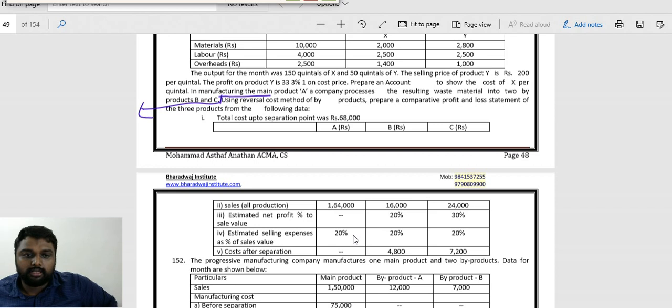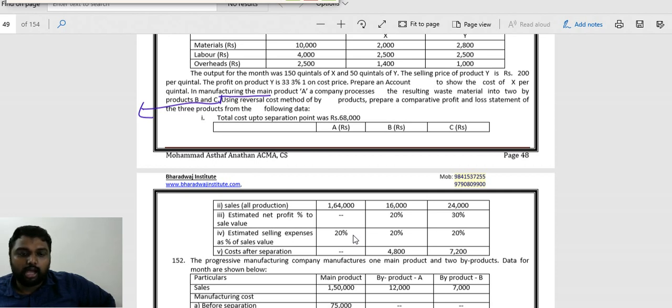What is the question? Using the reverse cost method by method of products, prepare a reverse cost. So the question itself is telling us we have to do the reverse cost method by products, prepare a comparative profit and loss statement. We have to prepare the profit and loss statement of 3 products from the following data. What are the products? Details.